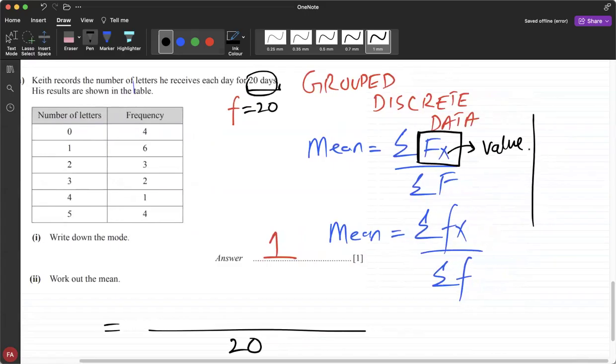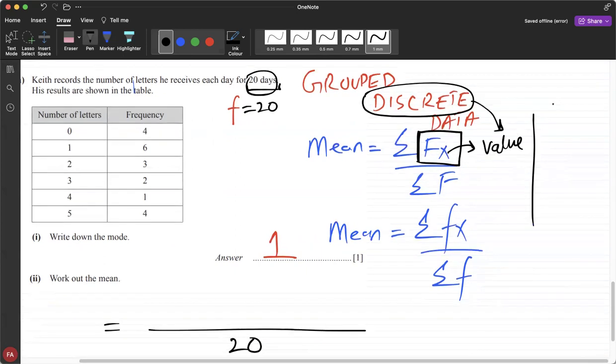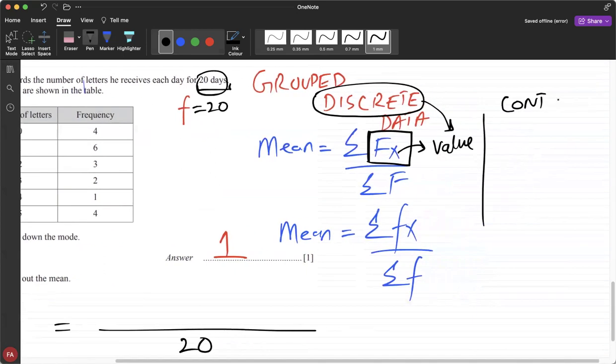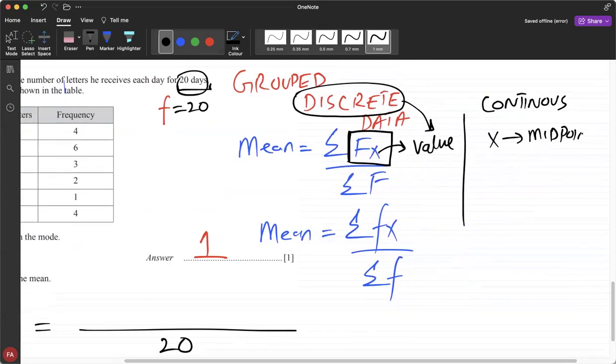So it might be helpful if you write this down as well, that if it comes to discrete, X is going to be the value, whereas if it comes to continuous, X is going to be the midpoint. Please write it down. You'll probably understand this once we start doing questions that are related to continuous as well. And you'll see there's plenty of those in the past papers.